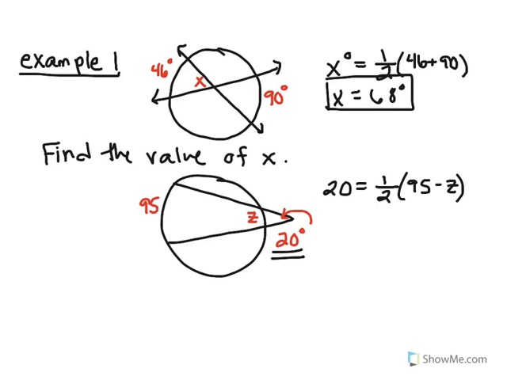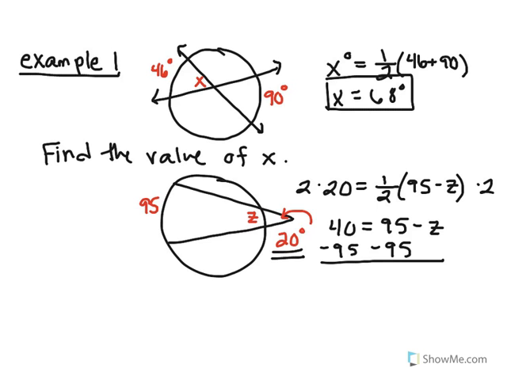Okay, so we have to go ahead and solve this. I'm going to cancel out the 1/2 first by multiplying both sides by 2. So that gives me 40 equals 95 minus Z. And I'm going to go ahead and subtract 95 from both sides. And that is going to give me negative 55. And that's equal to negative Z, so now we just have to switch the signs, and Z is equal to 55 degrees, just like that.